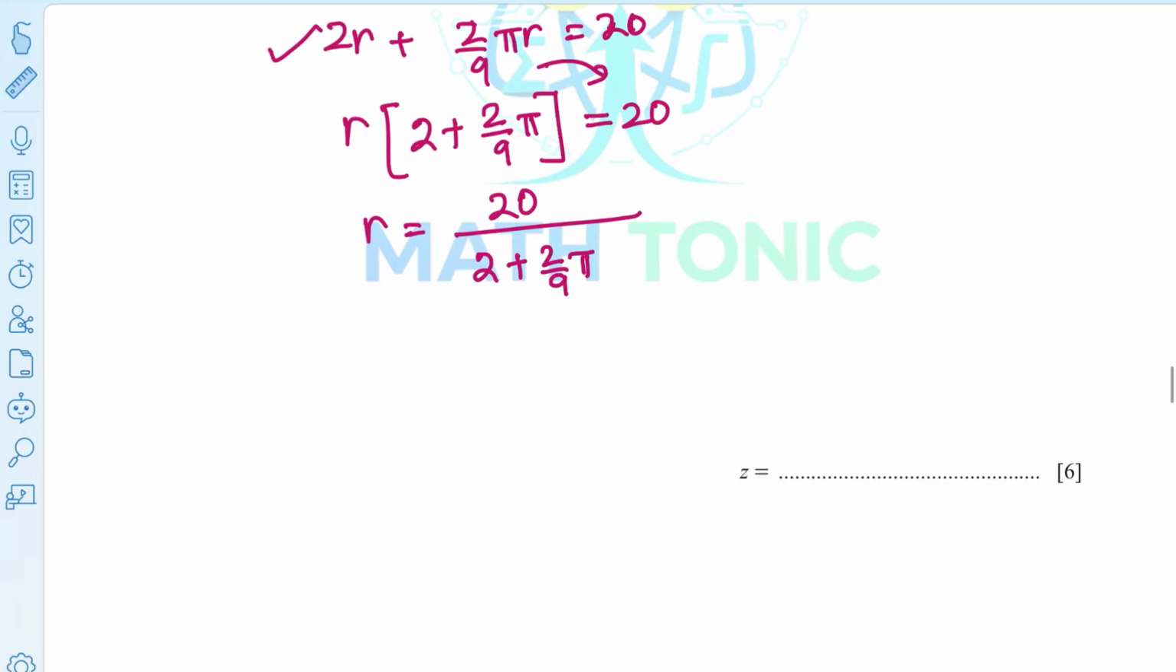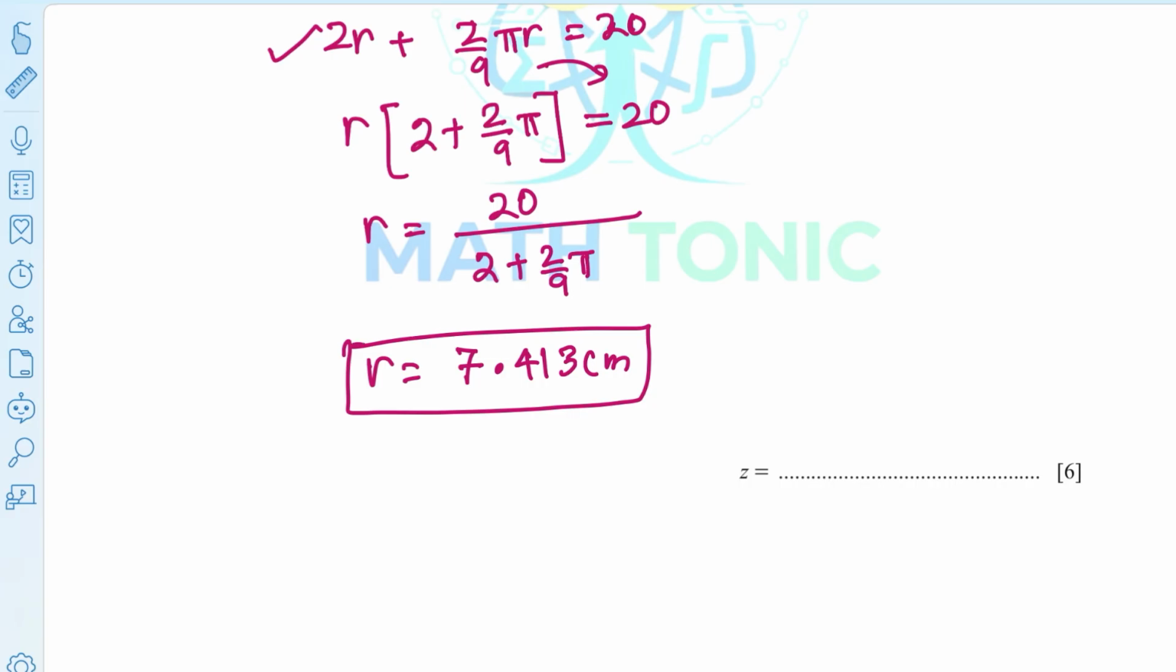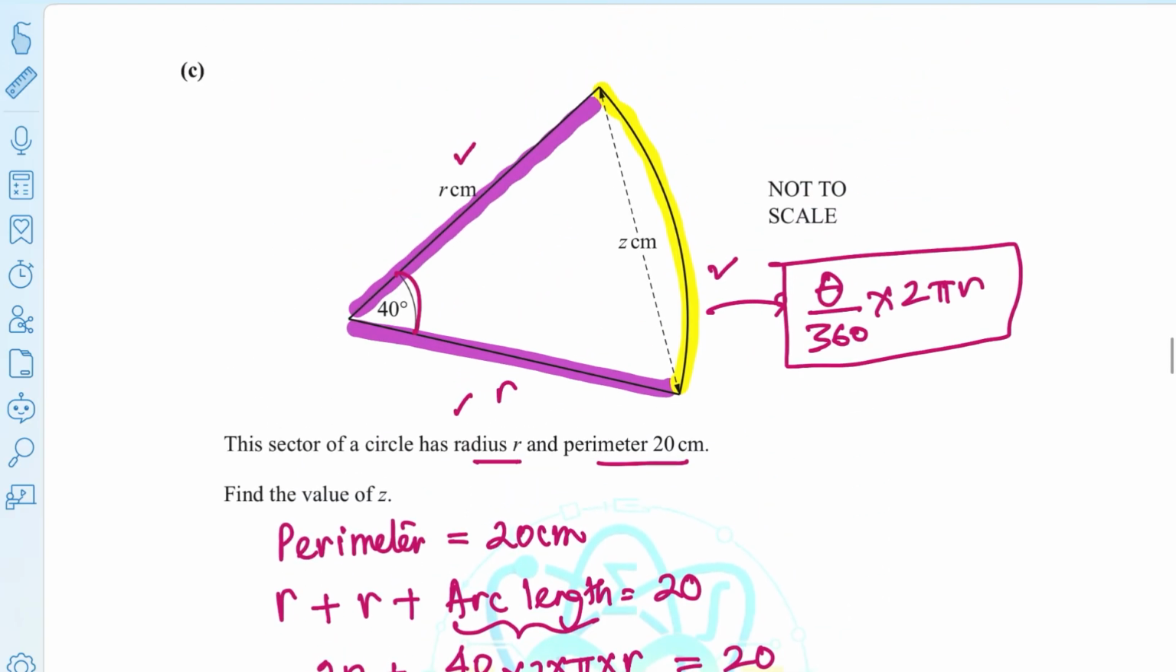So type it in the calculator. We are going to get 7.413 centimeter. So this is the radius we got. I hope you understood, right? This one we got 7.413, and this one is also 7.413 centimeter. Is it okay? Now the question is to find this z value.